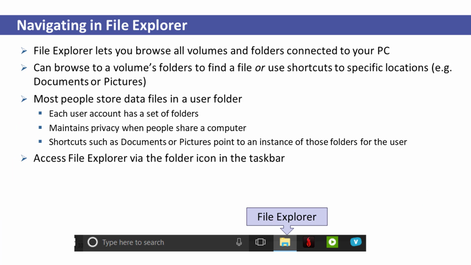In Windows, we use File Explorer as a means to browse all of the volumes we have and the folders that are connected to your PC. You can browse to the volumes folders in order to find a specific file, or you can also use shortcuts to take you to specific locations. For example, common areas that are set up by default through Windows, such as documents or pictures.